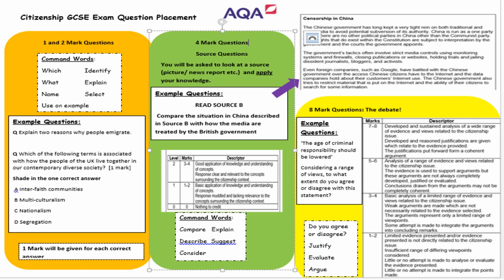The last type of question is your 8 mark question, which is your essay question. So, for example, it says here, the age of criminal responsibility should be lowered, considering a range of views. To what extent do you agree or disagree with this statement? So basically, the age of criminal responsibility at the moment in the UK is 10. Do you think that's too high or too low? You do arguments for, arguments against, and a justified conclusion.